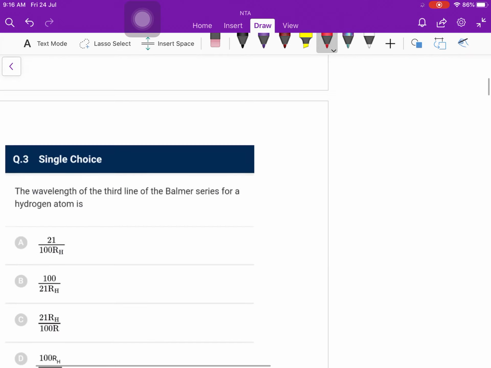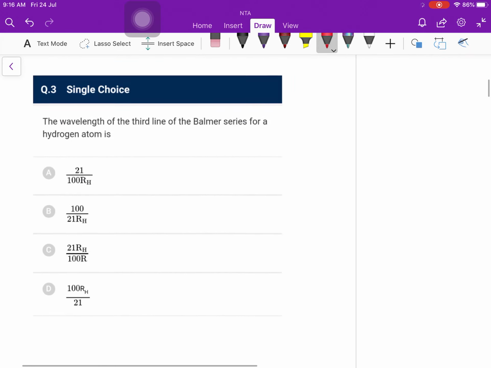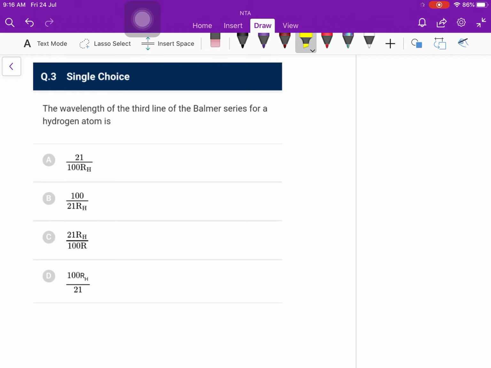Moving on to the next question. The wavelength of the third line of the Balmer series for a hydrogen atom is. In the Balmer series, the electron transition is from higher states to n equal to 2. Like n equal to 3 to 2 is the first line, n equal to 4 to 2 is the second line, n equal to 5 to 2 is the third line. We have been asked the wavelength of the third line, so the transition is from 5 to 2.